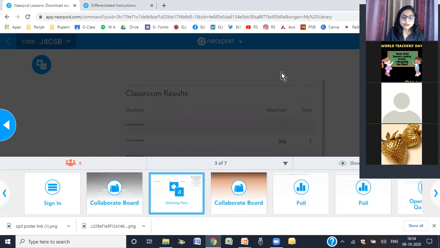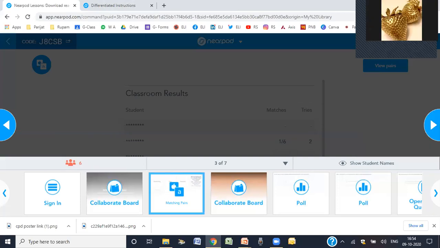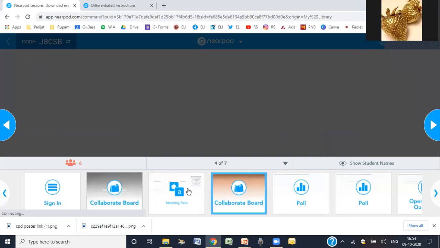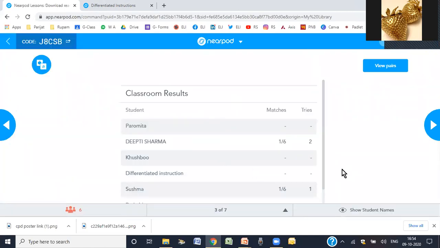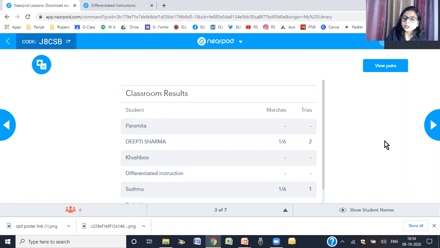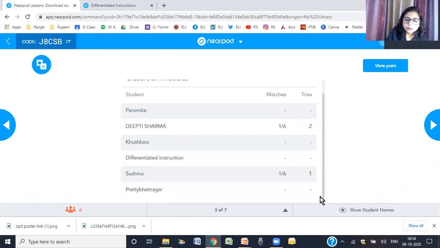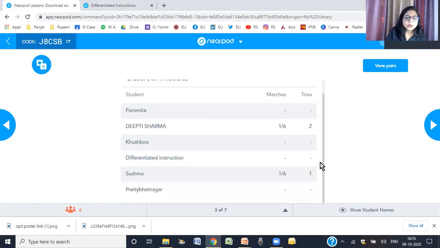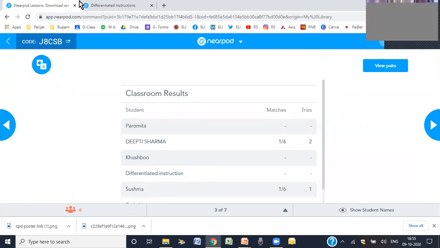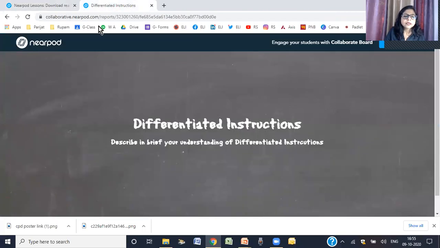Are you able to get the question, everybody? No, ma'am. I'm getting it, ma'am. No, I did not get it. It's a little strange. This is the question, matching pairs. I'm sharing it again. I can see Deepthi and Sushma ji attempting it. Two people have already started attempting. Not everybody has joined the classroom. Why? Are there some people who are finding difficulty in joining the classroom?